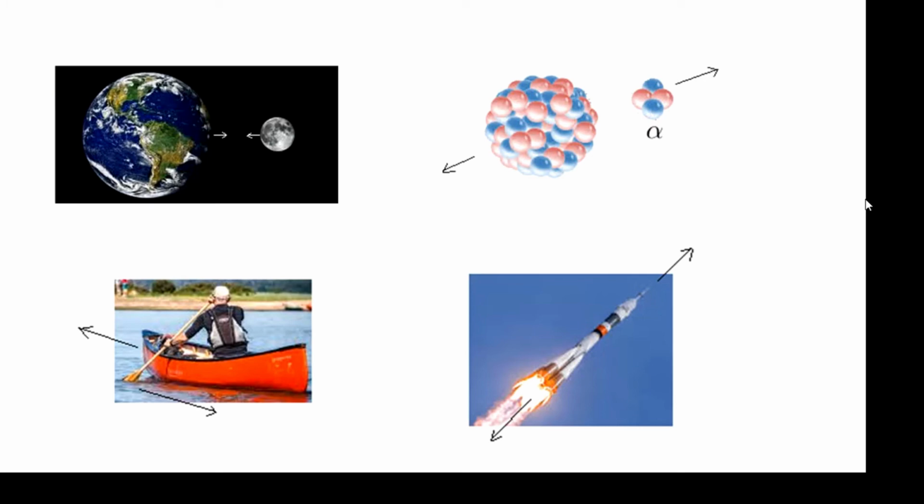Okay, here's another couple of examples. The Earth and the Moon attract each other gravitationally, and the force is the same from Newton's third law. The alpha particle being emitted by the nucleus recoils as it is emitted. If you want to go forward in a canoe, what you do is you push water in the opposite direction to the way that you want to go, and then the water will push you forward. And the principle behind propulsion, as in a rocket, any vehicle propulsion, is from Newton's third law.